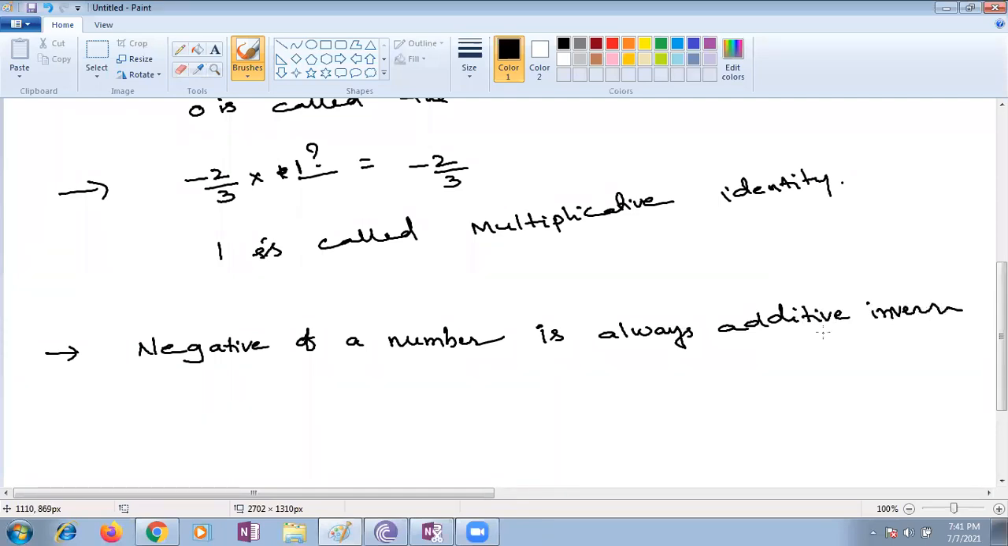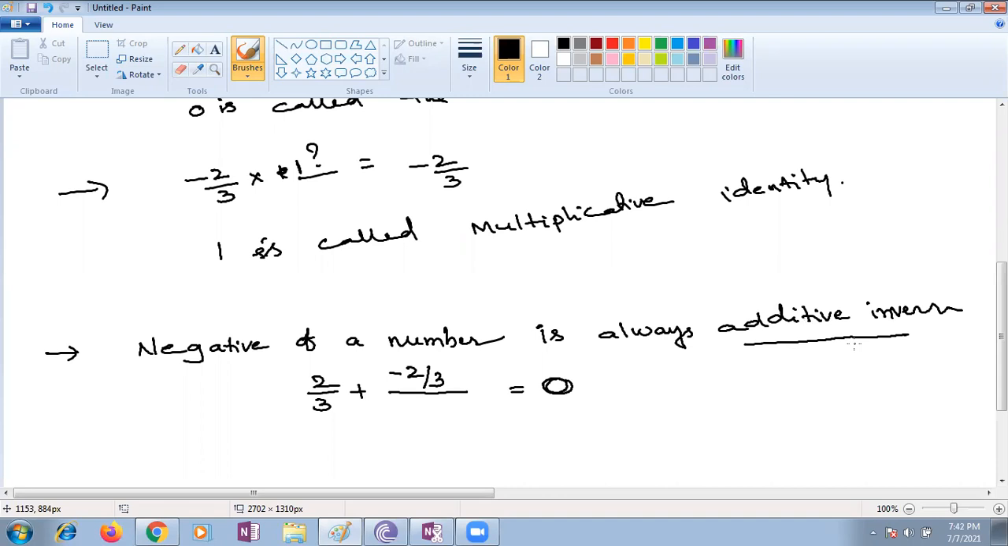We'll go through one example so that you will understand further. Suppose I'm taking 2 by 3. What is the negative of 2 by 3, children? Minus 2 by 3. If you combine these two, that equals 0. Very good. What is that? Additive inverse. The negative of a number is always the additive inverse.